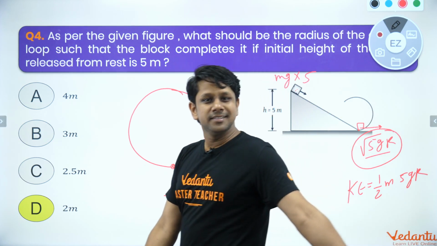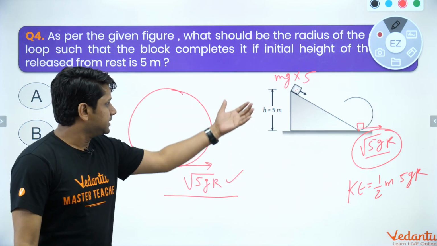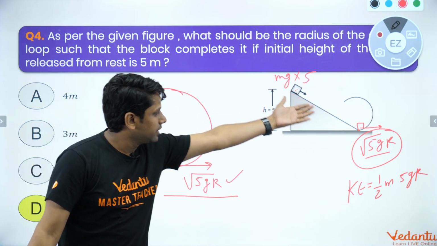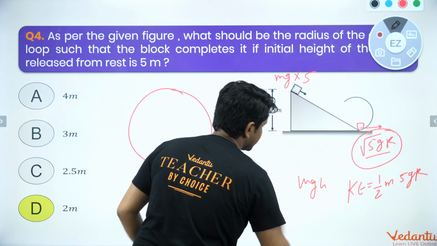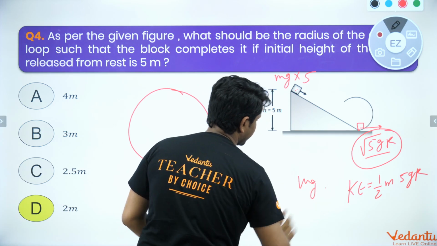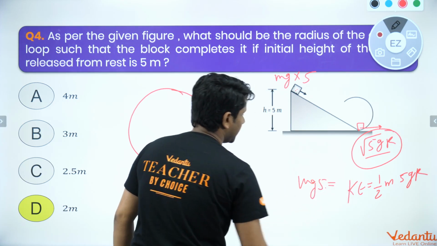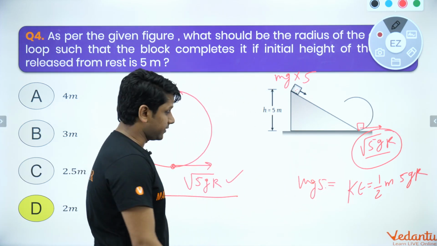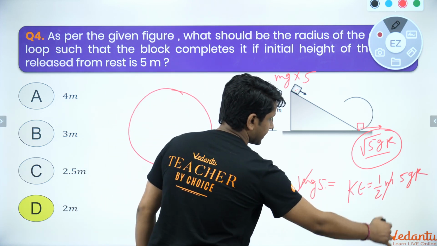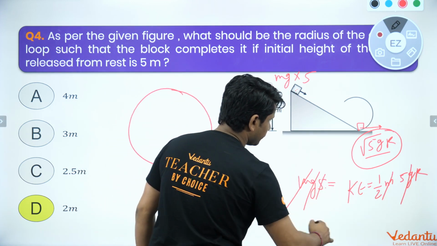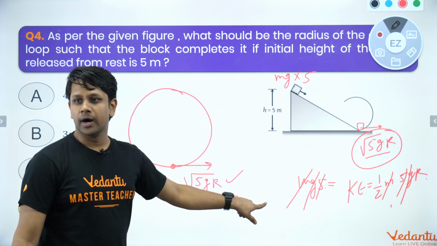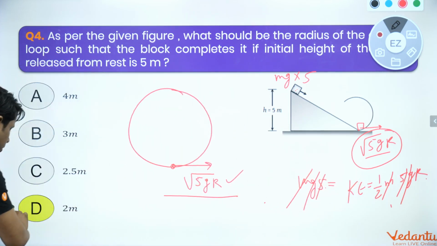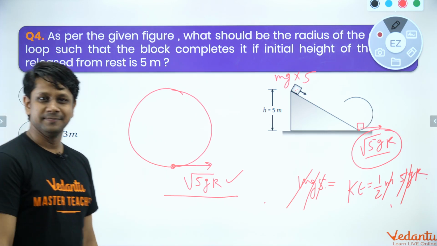Now what is this? Energy conservation, right? So this energy mg5 equals this energy, so equate them. So mgh, write that as 5 directly, it will be better, calculation will be easy. Now when you equate them, mass and mass cancel, g and g cancel, 5 and 5 cancel, r by 2 is equal to 1. So r is equal to 2. D is the correct answer.